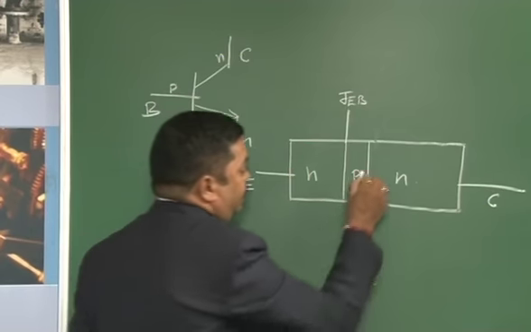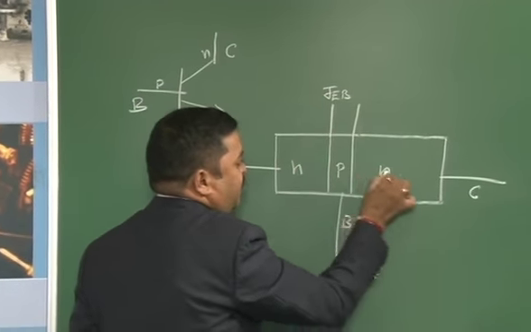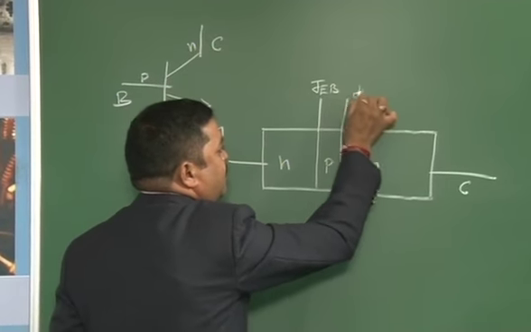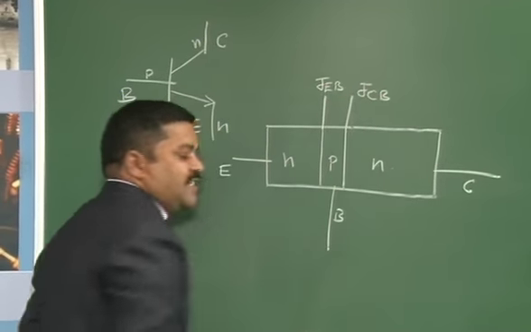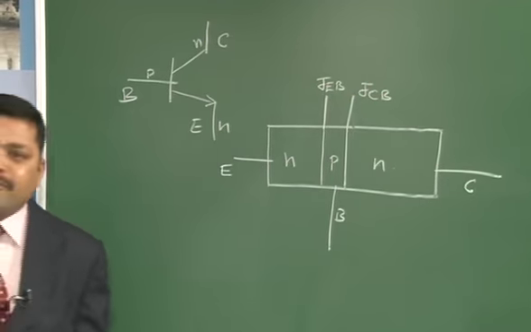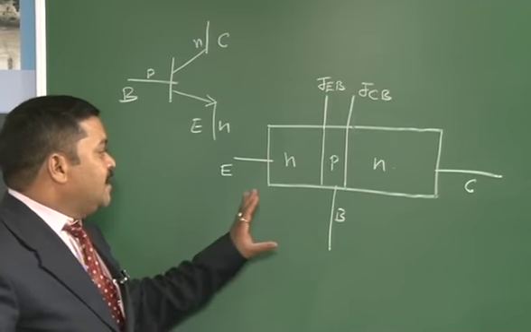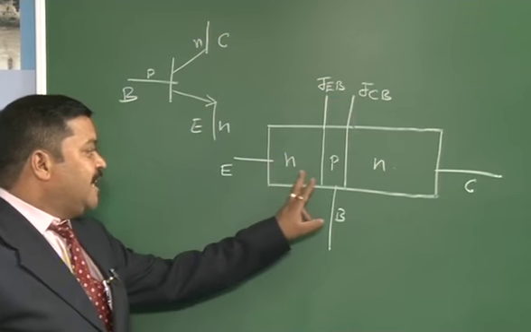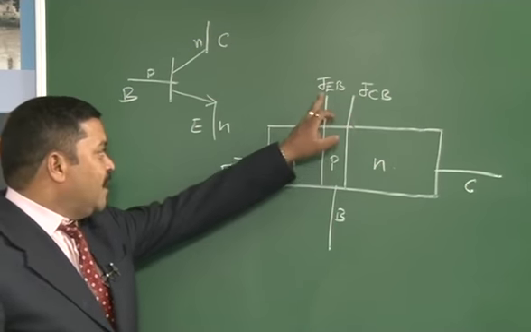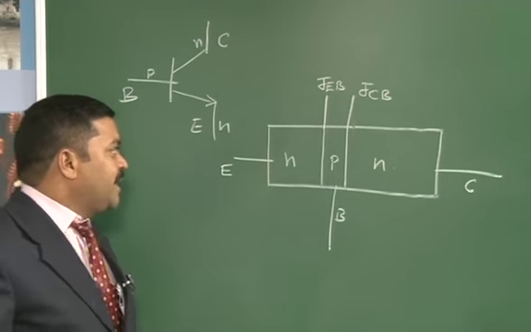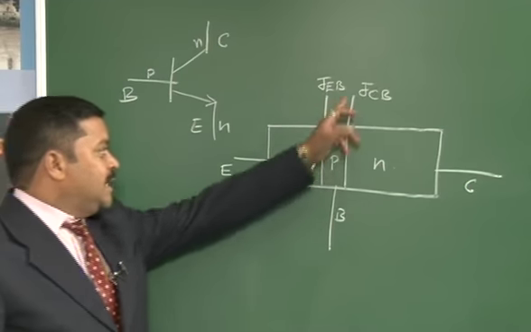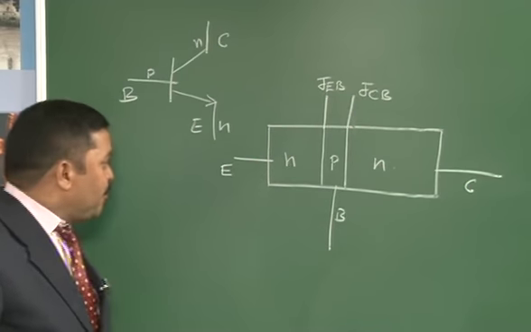And then here one more junction is there, this PN junction. This PN junction we call JCB, the collector base junction. Like this, we can define the BJT. We can consider the BJT as a 3 terminal device and it has 2 PN junctions. They are JEB, the emitter base junction, and next is the collector base junction, JCB.